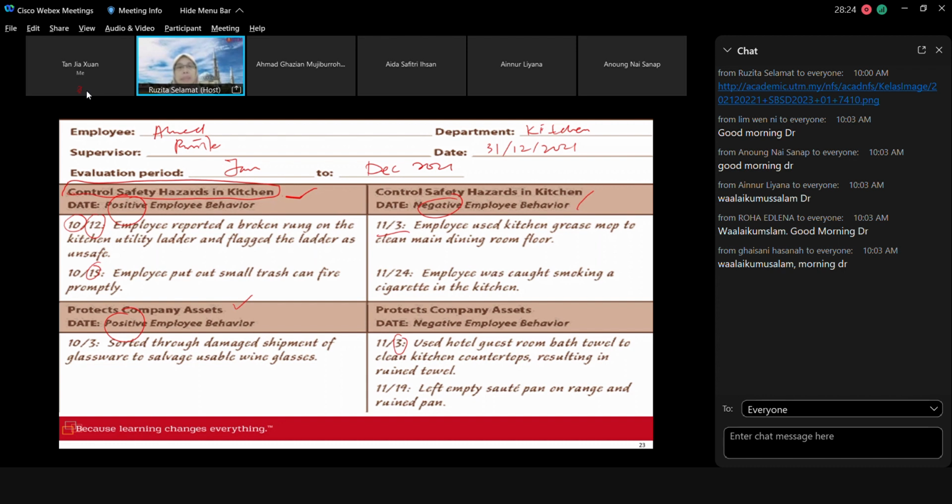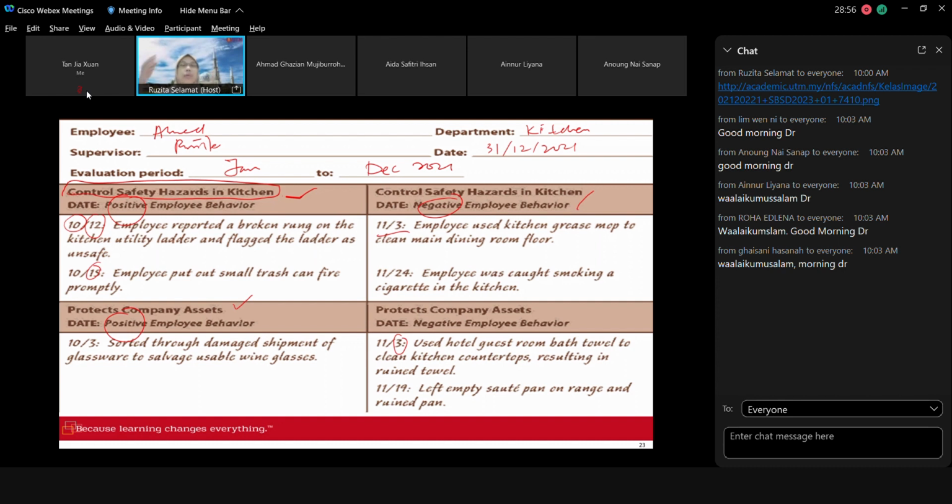So you can imagine what happened to a white towel when it is used on countertops. That's not supposed to happen. Normally they will have a separate towel for the kitchen. So this employee has ruined one of the bath towels in the guest room. So it is a waste of resources in another way. Okay, so these are some examples.